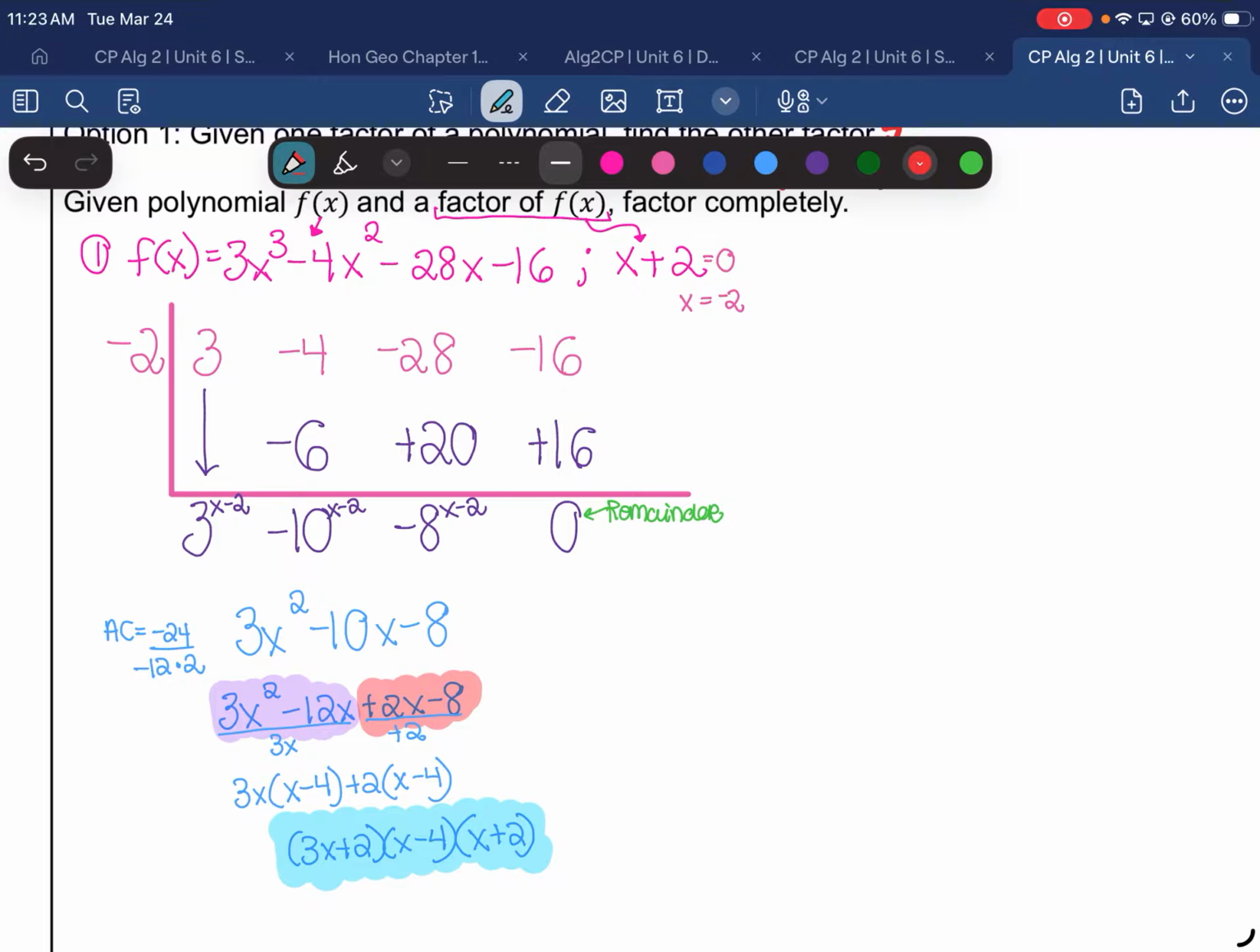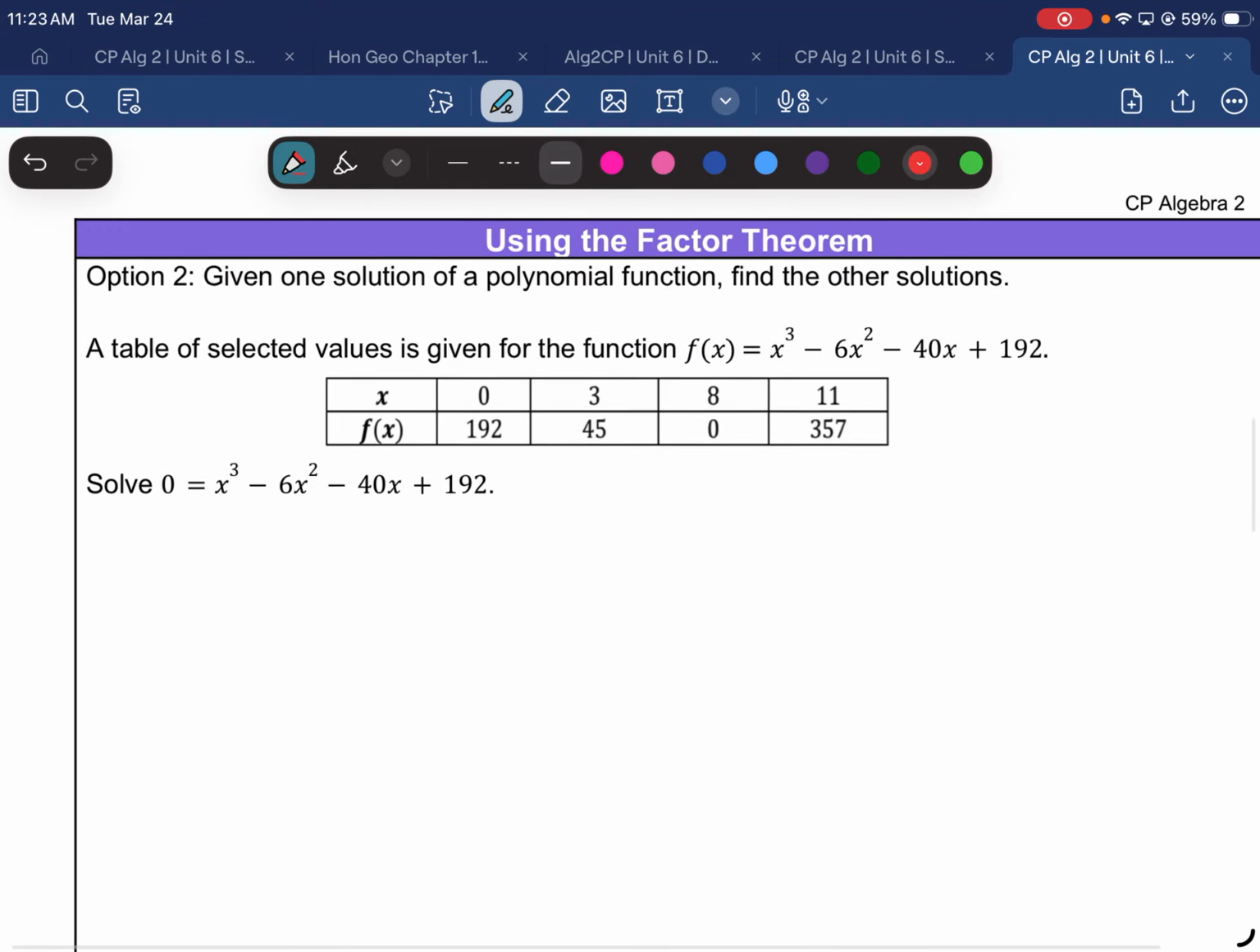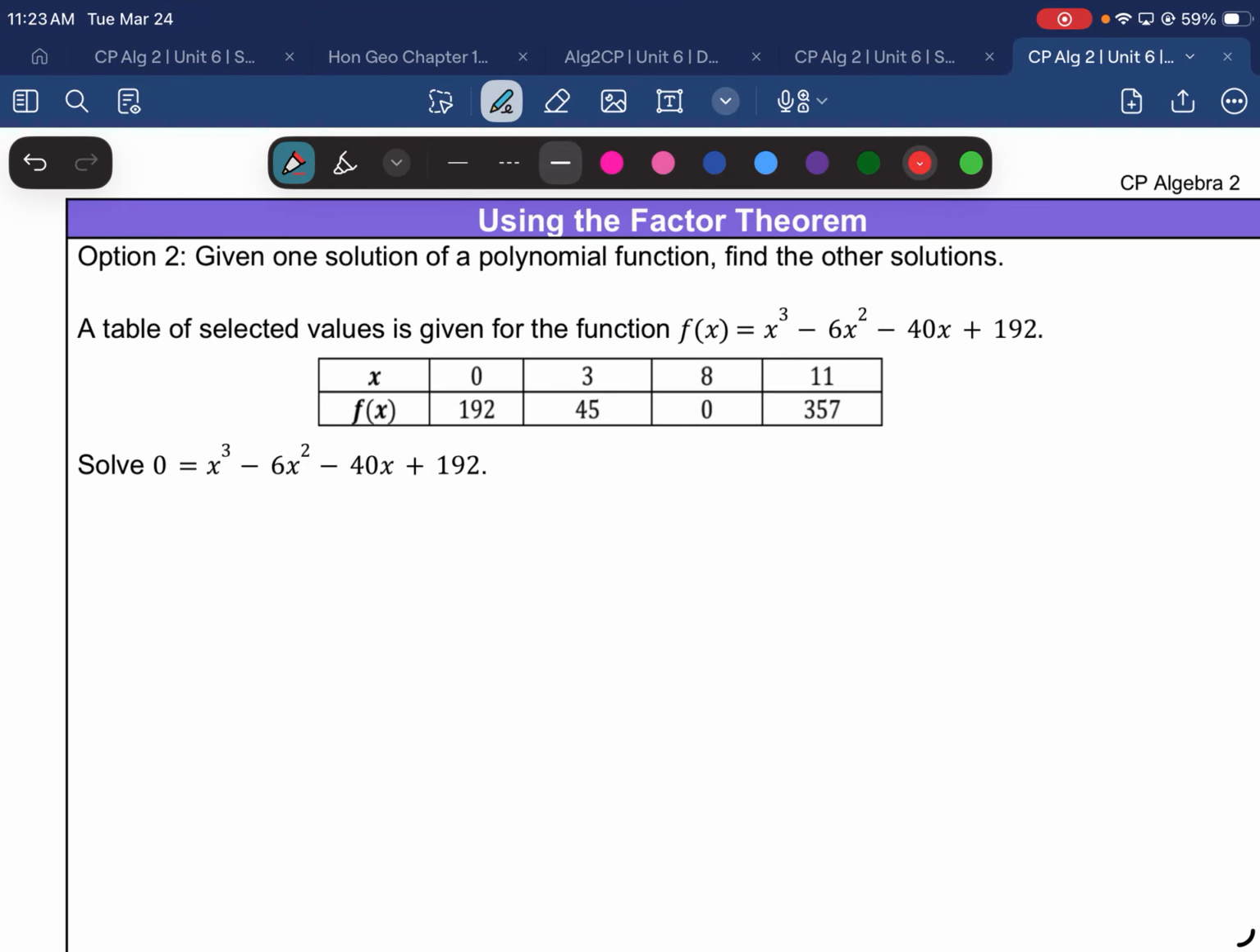The directions are going to change and your answers are going to look different for the next 2 options. So here's option 2, where you're given one of the solutions. In this case, it's given in the table form, and you need to find the other solutions. So girls, your answer is going to look like this: x equals a number. How many solutions to this polynomial will there be? 3, because your highest exponent is 3.